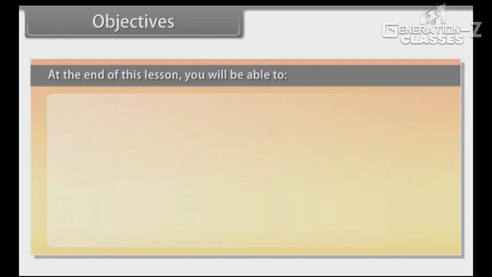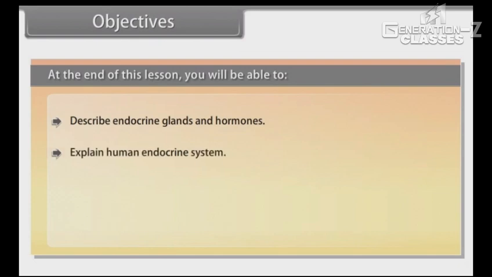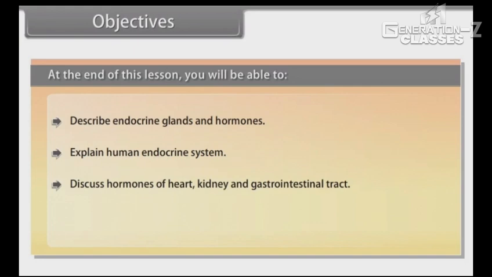Objectives. At the end of this lesson, you will be able to describe endocrine glands and hormones, explain the human endocrine system, discuss hormones of the heart, kidney, and gastrointestinal tract, and describe the mechanism of hormone action.